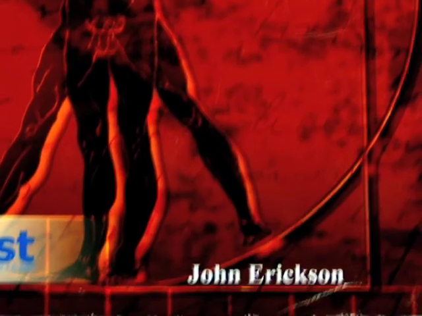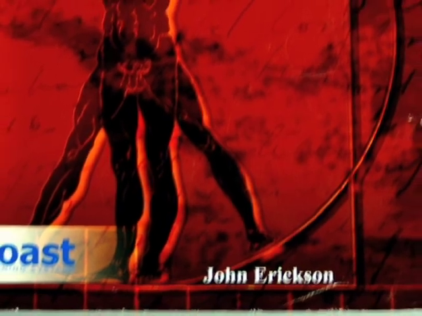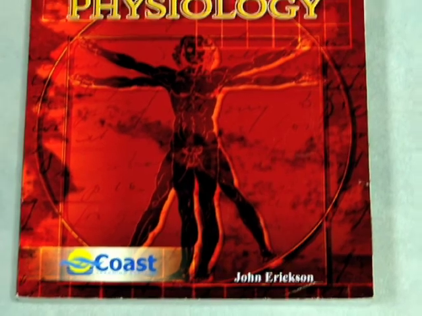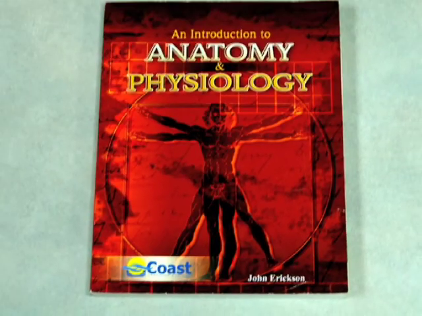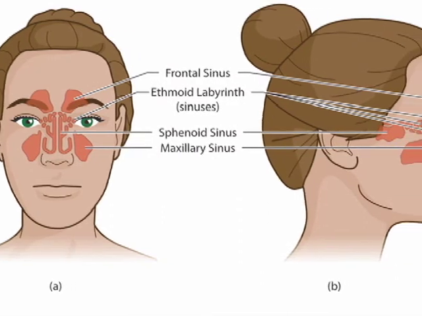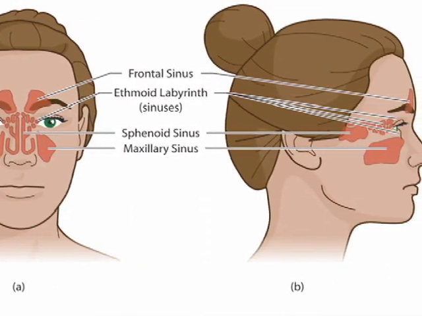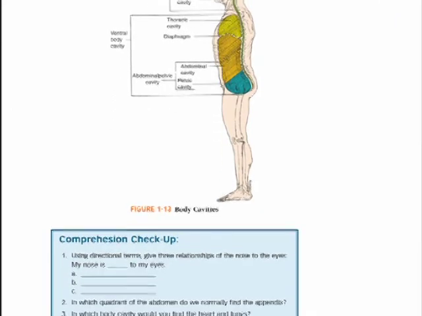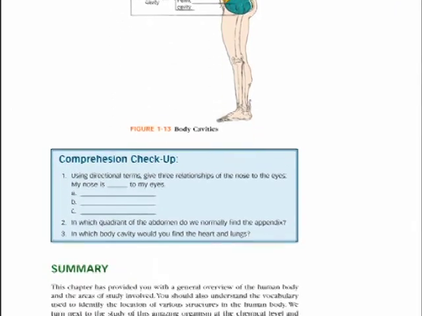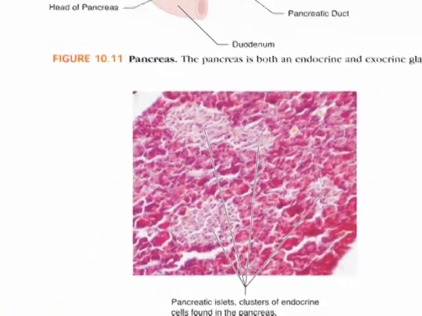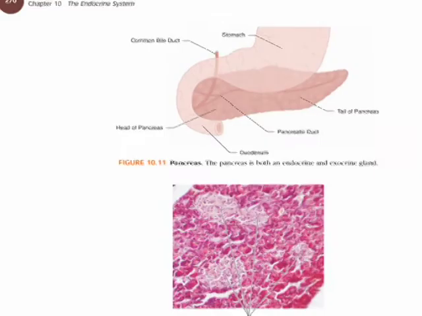The recommended textbook for this course is An Introduction to Anatomy and Physiology, written by John Erickson and published by Kendall Hunt. An Introduction to Anatomy and Physiology was written and designed for a one-semester college-level course. The textbook's concise and accessible writing style is supported by relevant examples that help illuminate key concepts, reinforced by everyday analogies that hold students' attention.